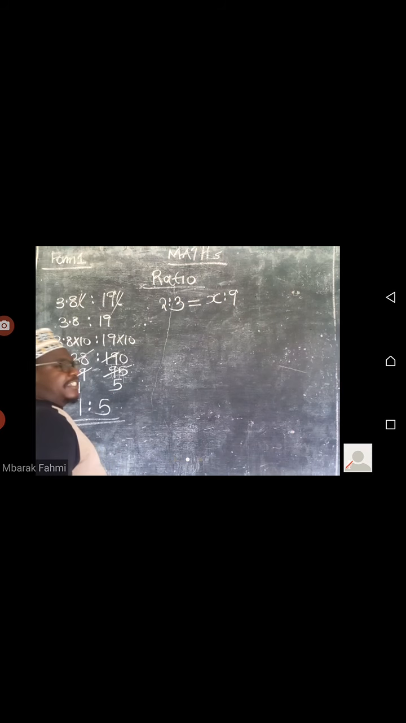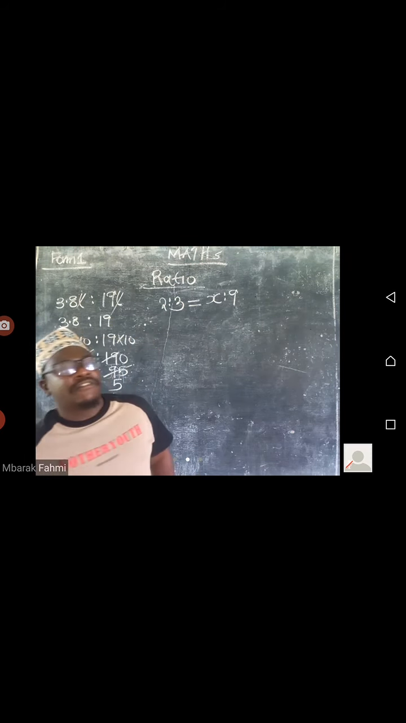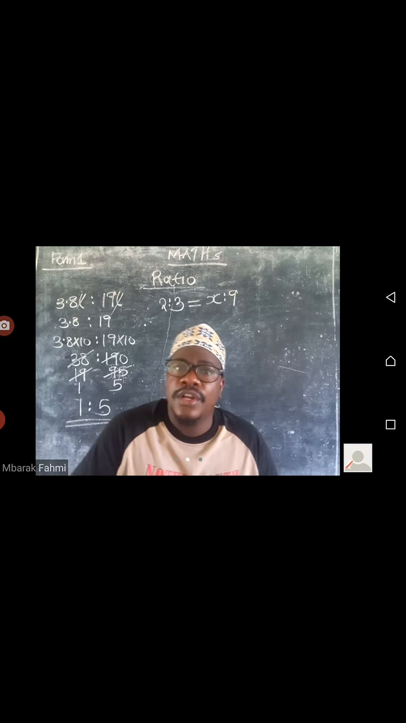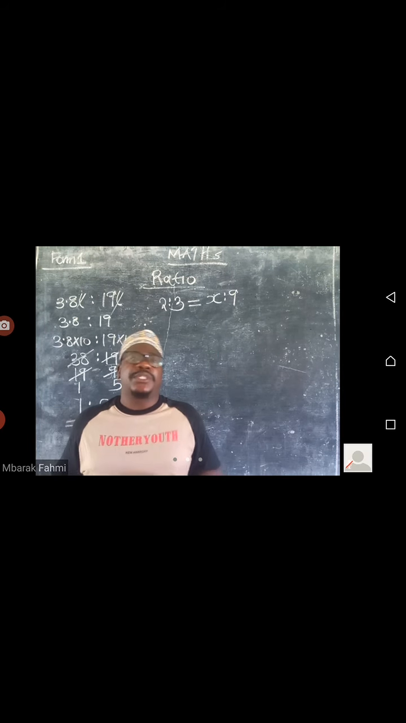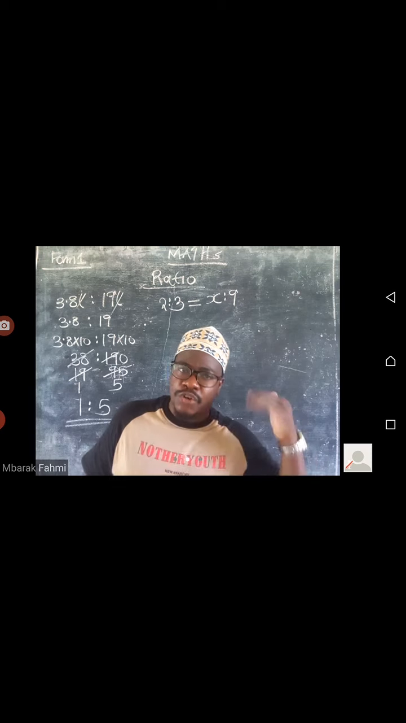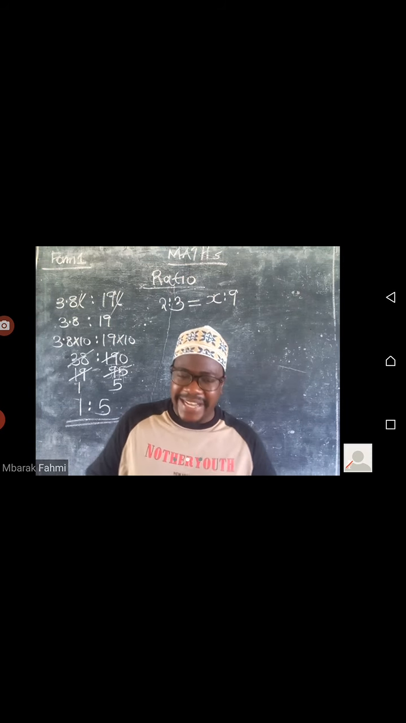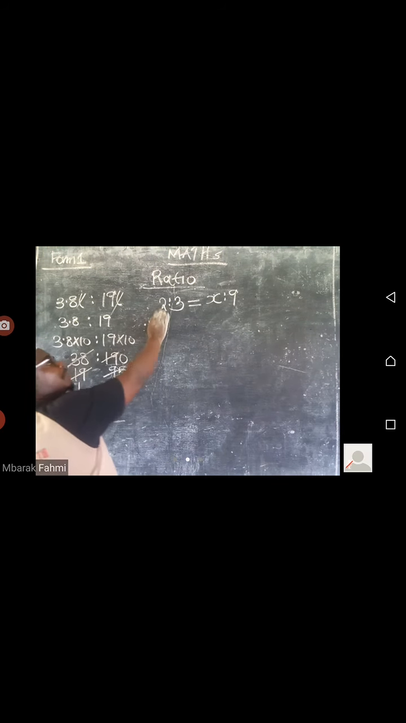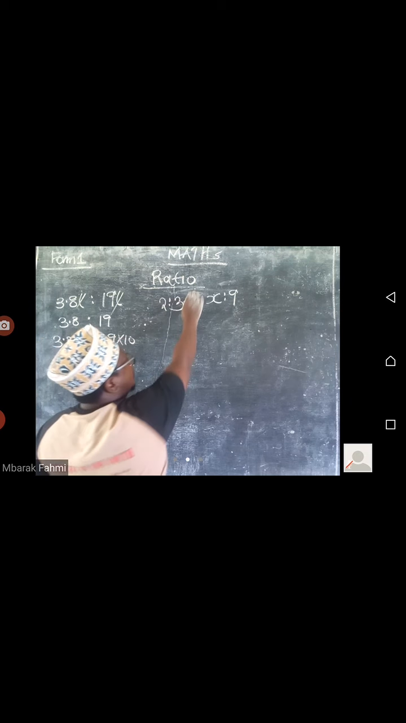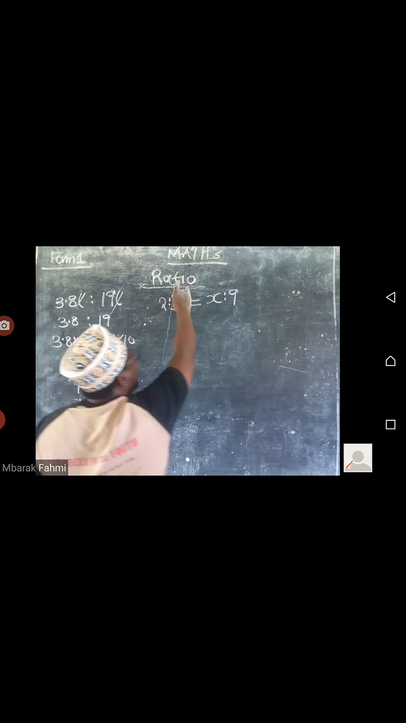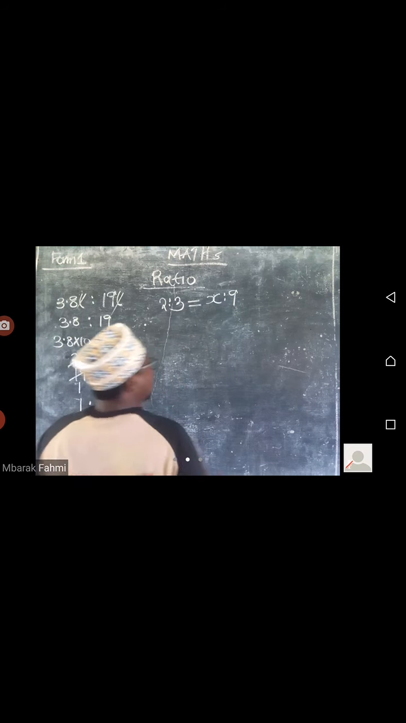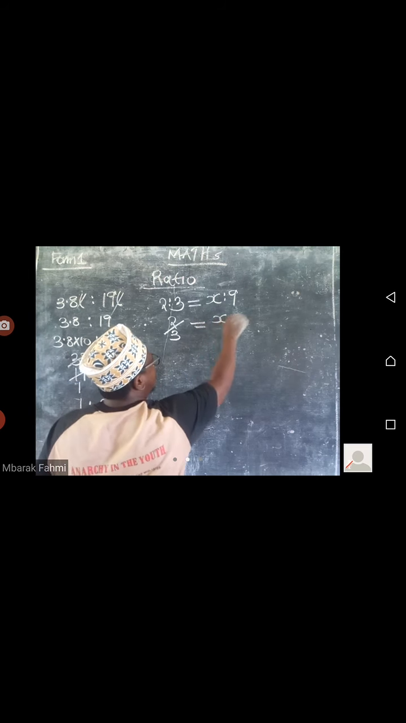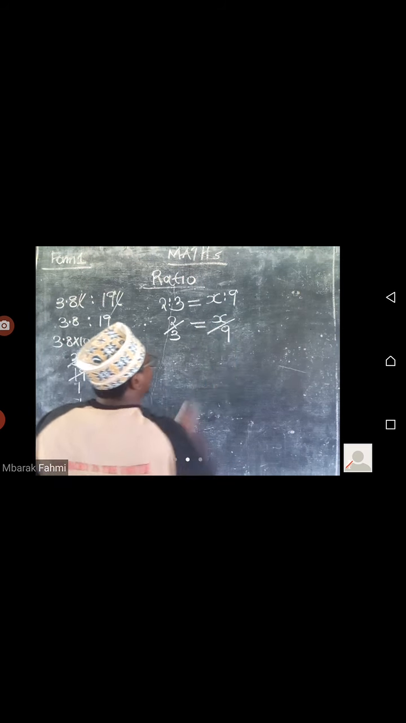The first thing here, I want you to understand one very important rule as far as ratios are concerned. Ratios can always be put in terms of fraction. Any given ratio can be written as a fraction. So when we have 2:3 is equal to x is to 9, first rewrite these ratios in terms of fraction. That is going to be the same as 2 over 3 is equal to x over 9.